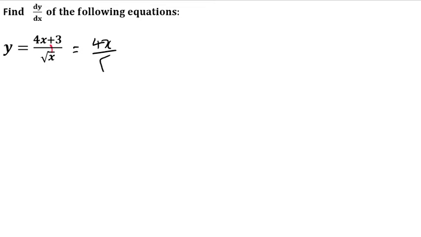divided by root of x plus, oh sorry, this is not a plus. I don't know what sign that is, but that's not a plus. Okay, plus 3 over root x. So please note that root x can be written as x to the power of 1 over 2.